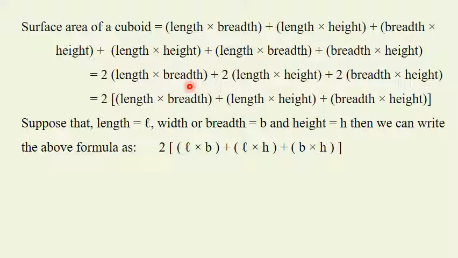And finally, we will take 2 as common from all the 3 values. So inside we have length into breadth plus length into height plus breadth into height. And suppose the length is denoted by L, breadth is denoted by B, and the height is denoted by H. Then how we can write it: 2, and inside the bracket L into B plus L into H plus B into H.